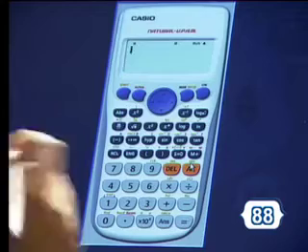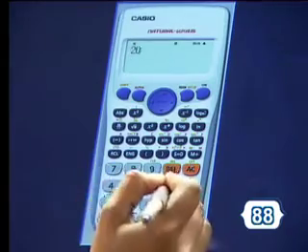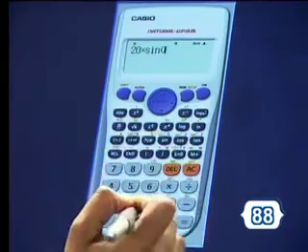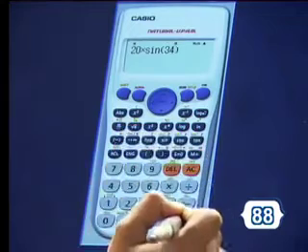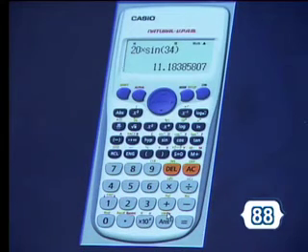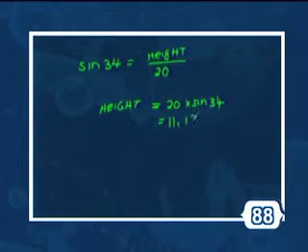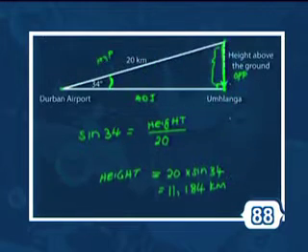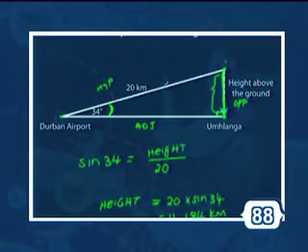We can put that into our calculator, so it's 20 times sine 34, and that will give us an answer of 11,184 if we round to 3 decimal places. And this is going to be in kilometers, since originally our distance was given in kilometers.